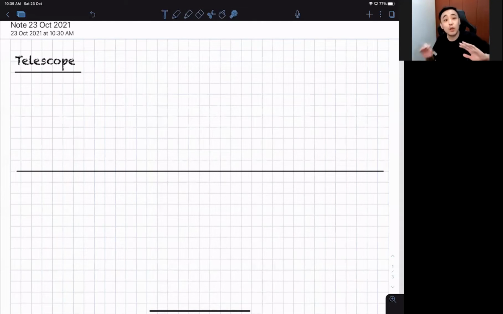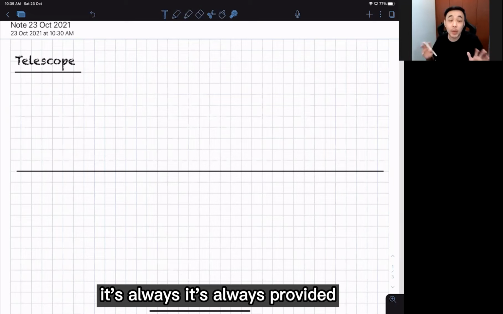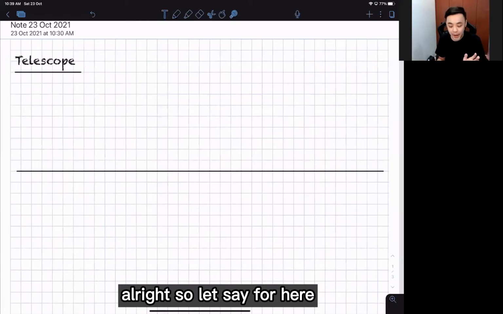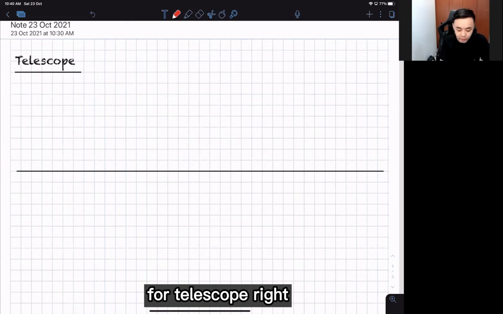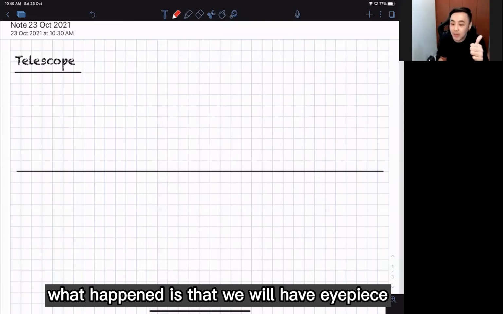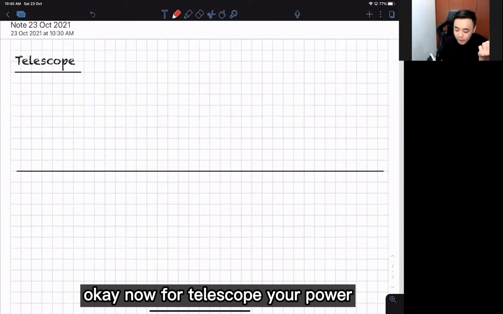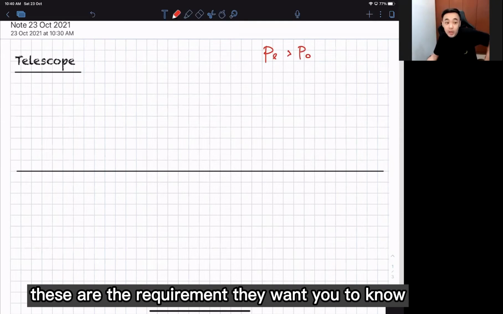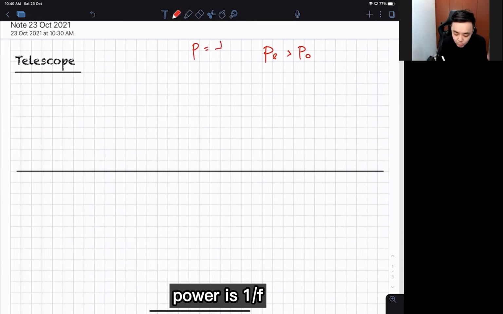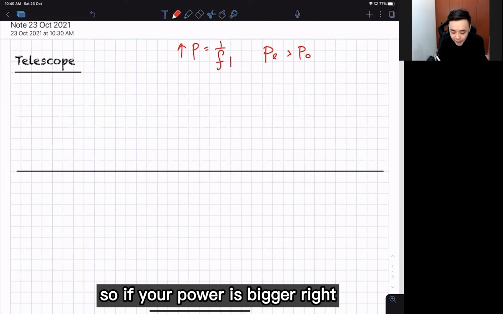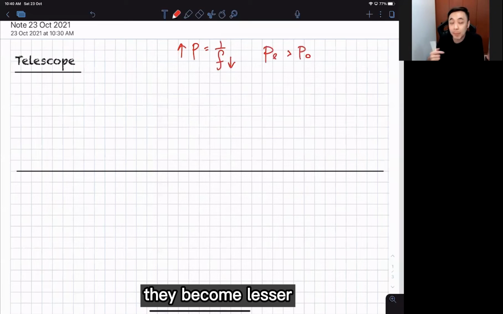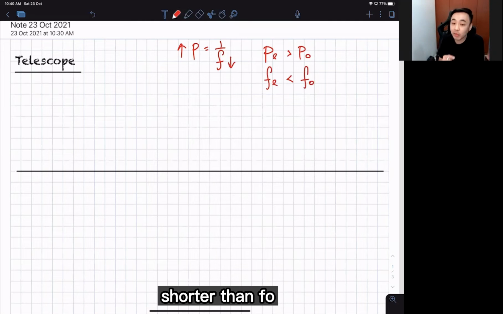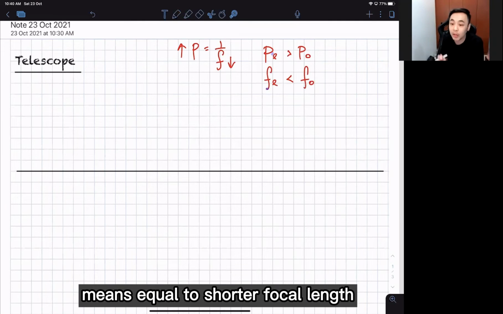These are things that you don't have to worry about in the exam, because it's always provided. They will let you know the focal length of this lens is how many cm, and you follow only. So let's say for telescope, we will have the eyepiece and the objective. For telescope, the power of the eyepiece will be larger than the objective lens. These are the requirements they want you to know. But of course, you have to understand one thing: power is 1/f. So if your power is bigger, the focal length is the opposite, it becomes lower, it becomes lesser. So that's why over here, fE turns out to be lower, or shorter, than fO, because higher power is equivalent to shorter focal length.